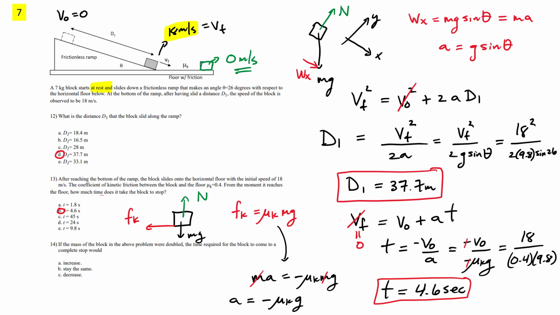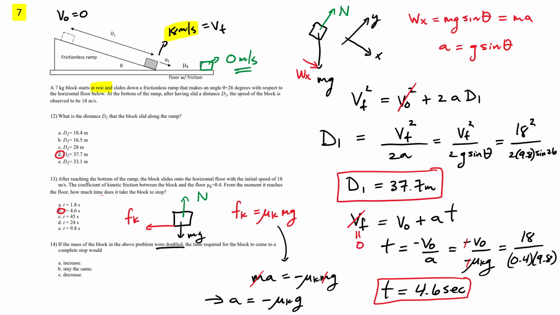Question 14 says, if the mass of the block in the above problem were doubled, what happens to the time required to come to a complete stop? So what would happen to the time here? Well, let's think about our time equation. It depends on this initial velocity here, v0, and it depends on the acceleration. Does the acceleration of the block here, when it's sliding, depend on the mass? Over here, it does not depend on the mass because the mass cancels out everywhere. So definitely this term wouldn't change.